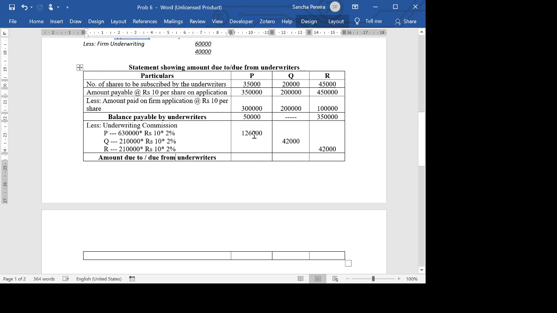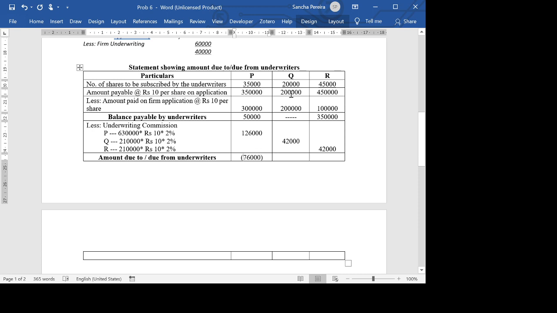We finally check who has to pay whom. In the case of P, P has to pay the company 50,000, and the company on account of commission has to pay P 1,26,000. So if I do the final adjustment, the company will have to pay P 76,000. I will put this in brackets, because it is 50,000 minus 1,26,000.